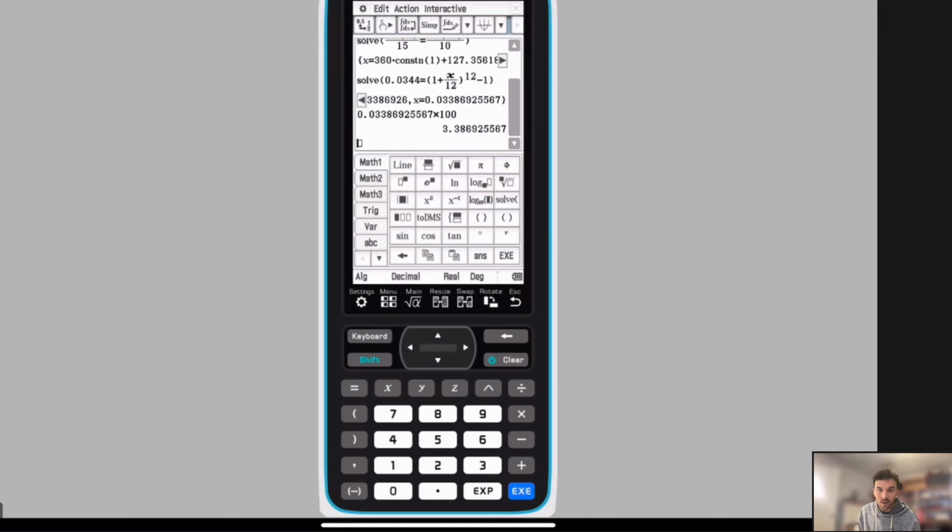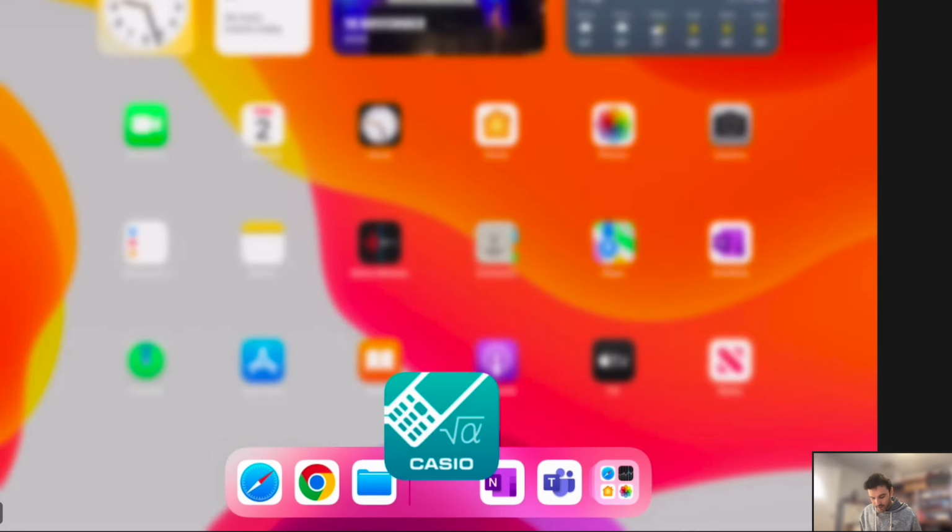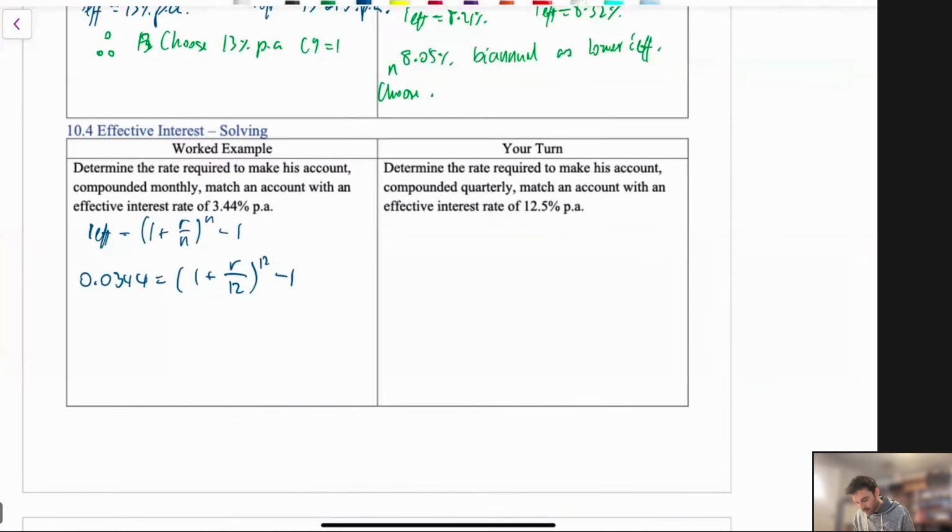So 3.39%. Okay, so then we can write our answer down. So R is 3.39%. Now, personally, I think there's a bit of work there. It's pretty easy to make an error, especially a rounding error.